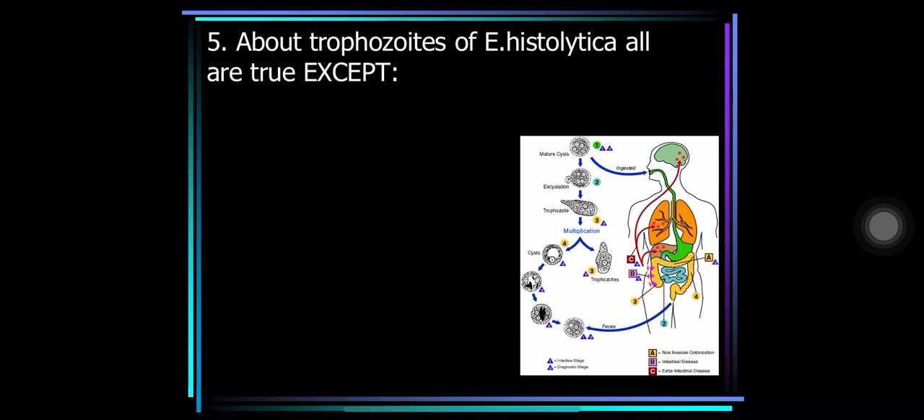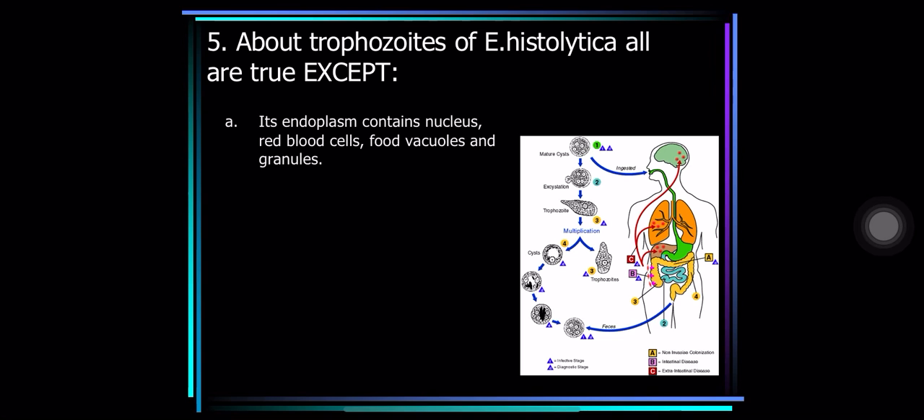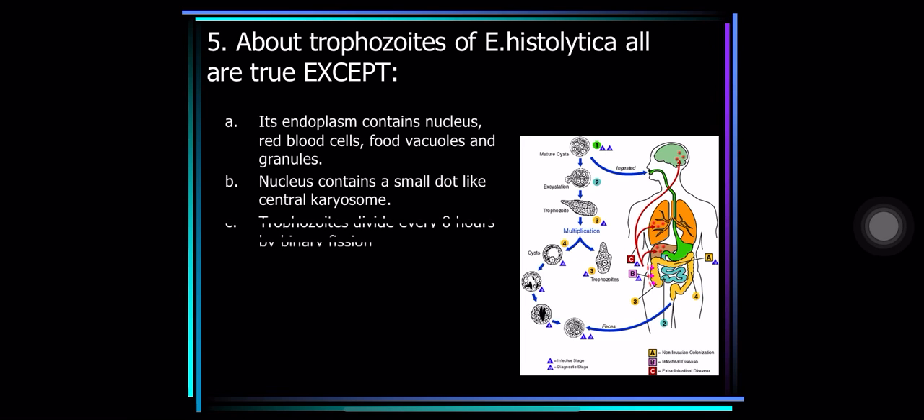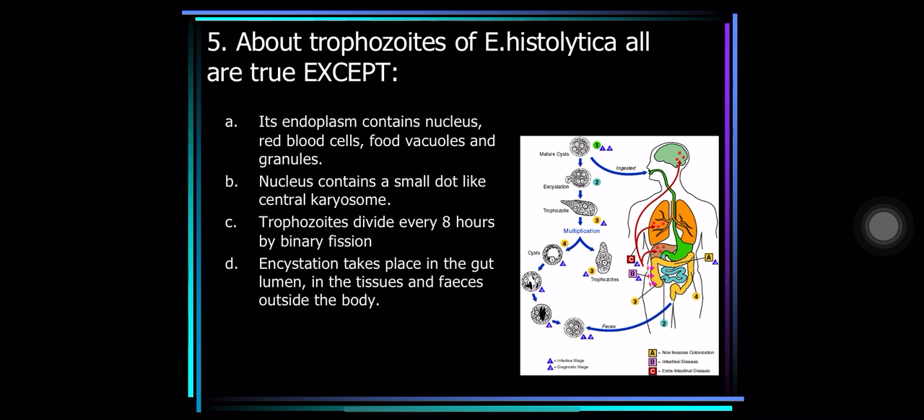Question 5. About trophozoite of histolytica, all are true except A. Its endoplasm contains nucleus, red blood cells, food vacuoles, and granules. B. Nucleus contains a small dot-like central karyosome. C. Trophozoite divide every 8 hours by binary fission. And D. Encystation takes place in the gut lumen, in the tissues and in feces outside the body.